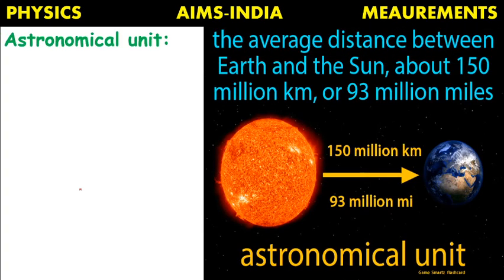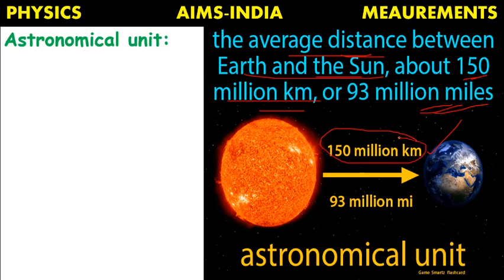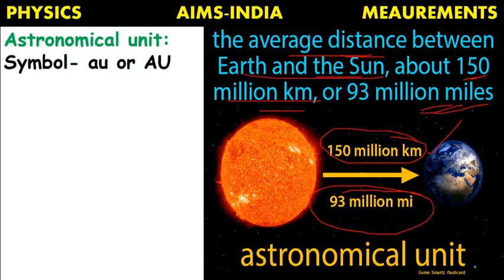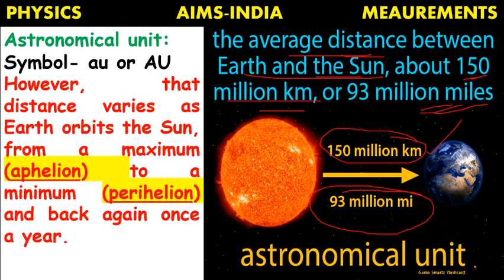Astronomical unit. Here the astronomical unit means the average distance between the Earth and Sun. It is about 150 million kilometers, or in terms of miles, 93 million miles. So this distance from Earth to Sun is considered as the astronomical unit. Its symbol is small au or capital AU.